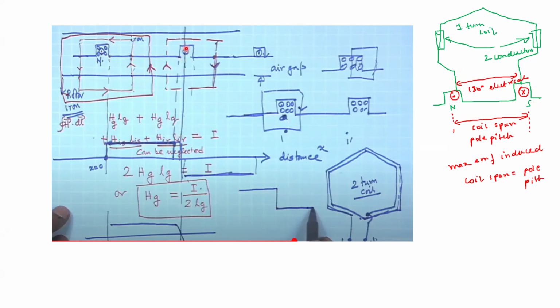But as soon as we reach this conductor, if we draw a contour here, we see that this direction is reversing, because from this contour to this contour the MMF direction is opposite. You can see that because the current here is dot, by using the right hand thumb rule, you will see that these are the flux lines.